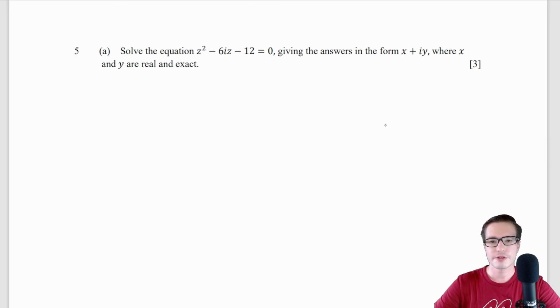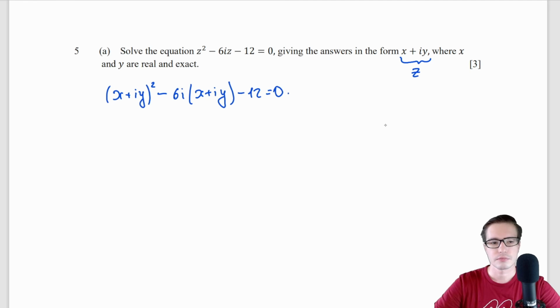Okay, next question about complex numbers, and we have to solve the equation and give the answers in the form x plus iy. So let's say this is going to be number z, and we can put it back into the equation. Let's open the brackets. And notice how I get minus y squared. That's because i squared equals negative 1.